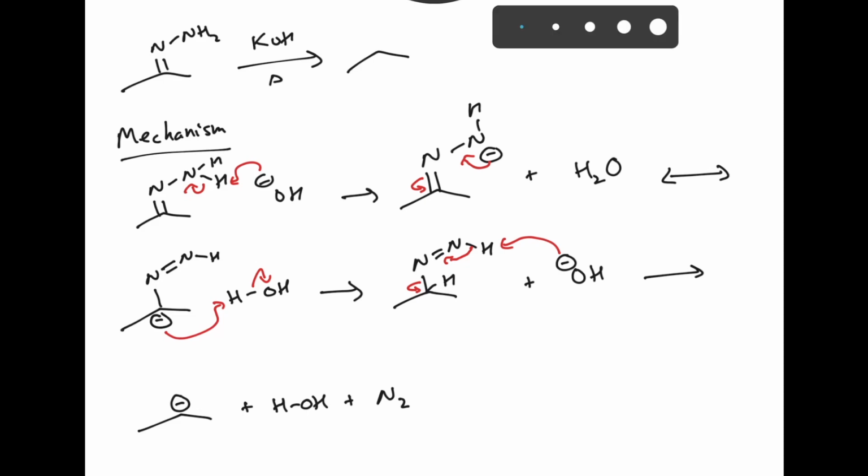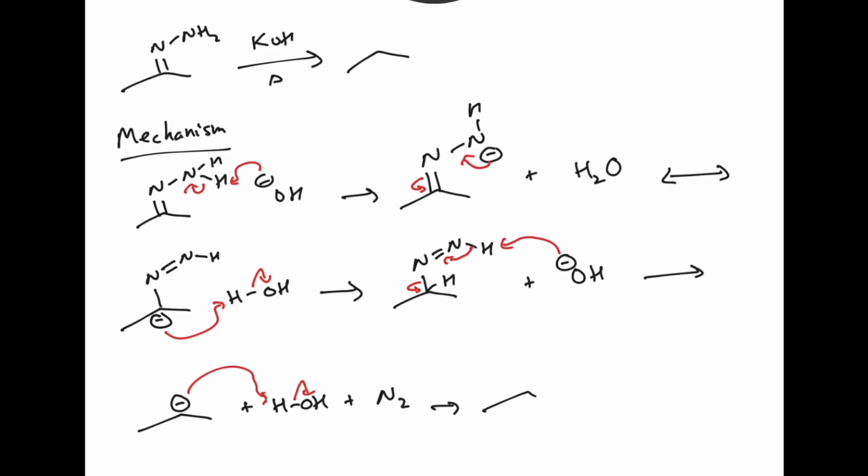And again, the carbanion picks up a proton. We get our hydroxide back. So we get our alkane, right? We have both hydrogens on it, and we no longer have, in this case, our C double bond N. We no longer have our hydrazone. We've removed it as nitrogen gas.